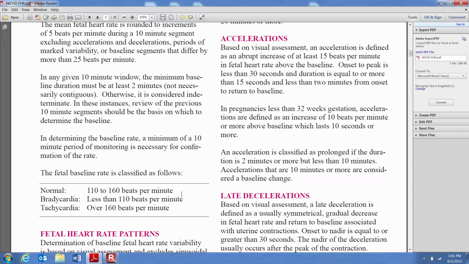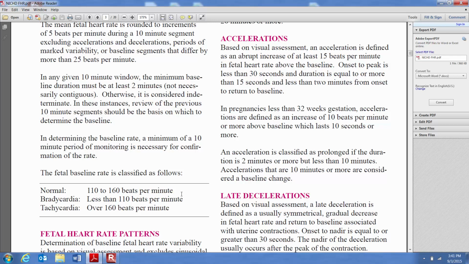Now, when we look at accelerations on a baby greater than 32 weeks gestation, we want to see that baby having accelerations that are 15 beats above its baseline that last at least 15 seconds, okay? And less than 2 minutes, okay? So if it's greater than 2 minutes, we'll talk about that.